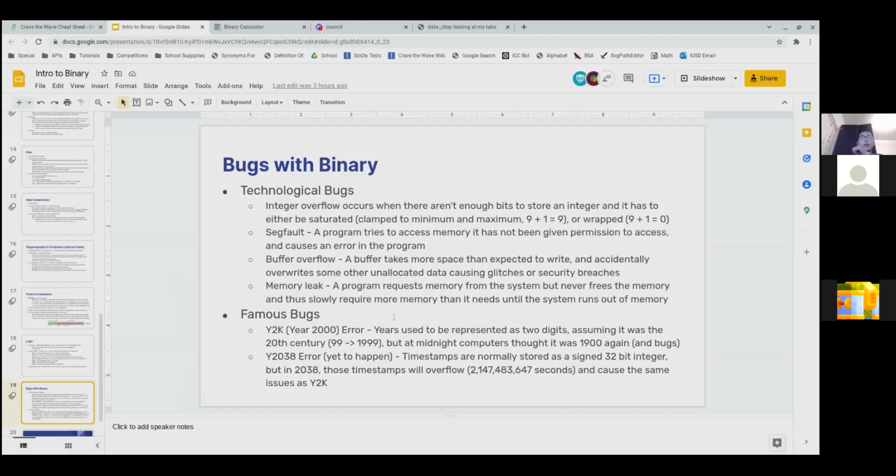And some famous bugs are like the Y2K error, when at the turn of the millennium, dates were stored as 2 digits, but then it thought it was 1900 again, and there were bugs. And in 2038, which is in about 17 years, there's going to be another bug, and that might affect you.